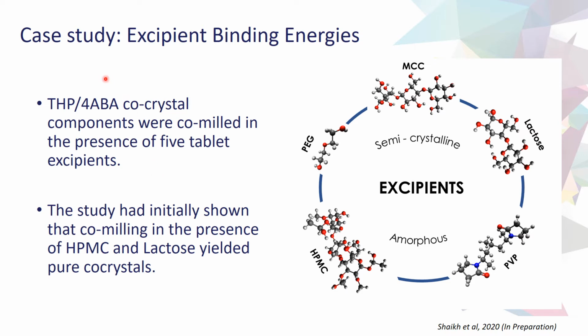So the co-former and API combination were milled in the presence of 5 tablet excipients. So these are our 5 excipients here. Some of them are semi-crystalline, some of them are amorphous. So we have microcrystalline cellulose, lactose, PVP, HPMC, and PEG.